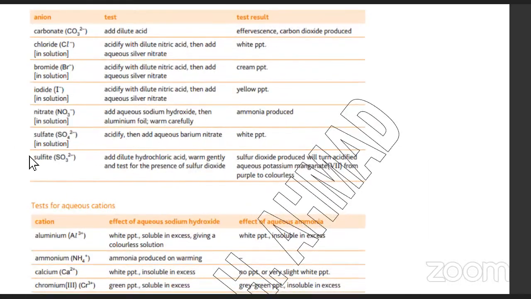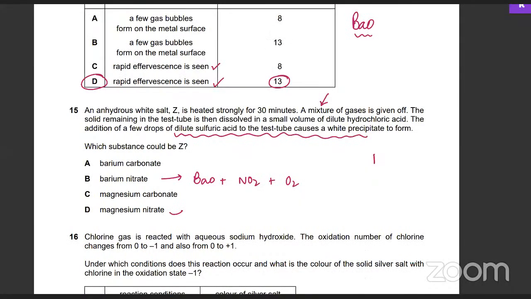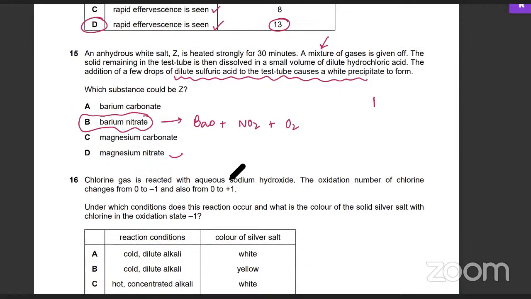The test for barium ions is that you can add sulfate and it will form a white precipitate because BaSO4 is insoluble. So the answer to this is that it's barium. Remember, a sulfate test is always for barium ions, or a barium ion test is always to check whether you've got a sulfate or not. Is that clear?